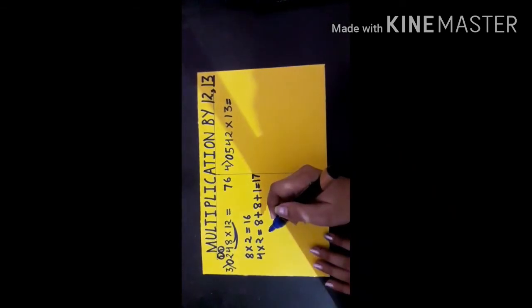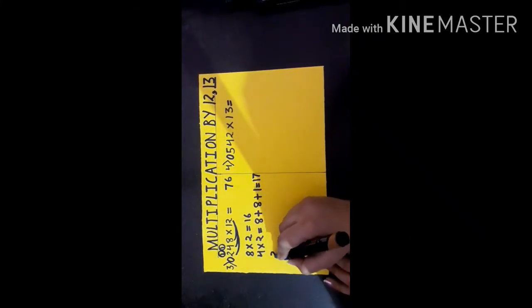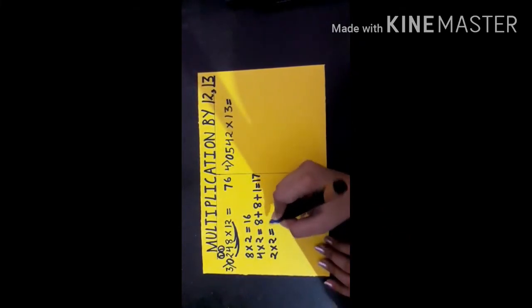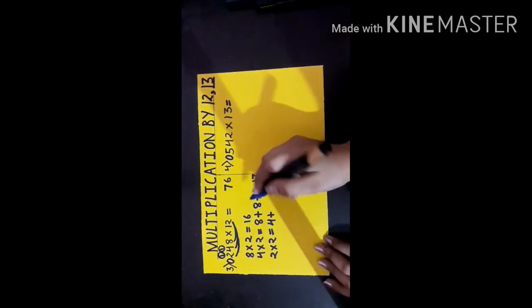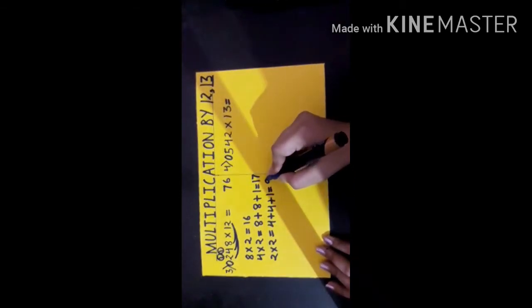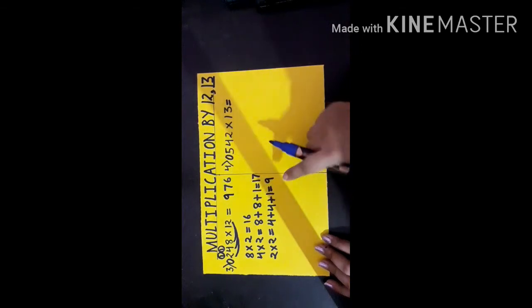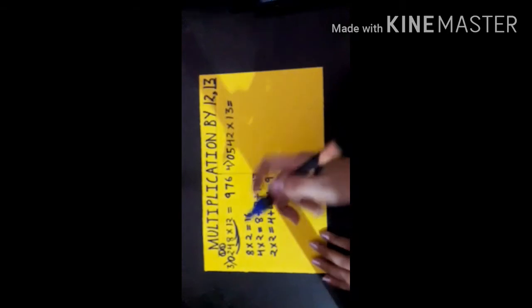Students, I hope you are getting this method. Now again 2 multiply by 2. Then 2 2s are 4. Now what you have to do? You have to add the right hand side number. So for 2, the right hand side number is 4 and 1 is carry. So your answer is 4 plus 4, 8. 8 plus 1, 9. So 9 here. Now you can see no carry is there. So nothing will be there.